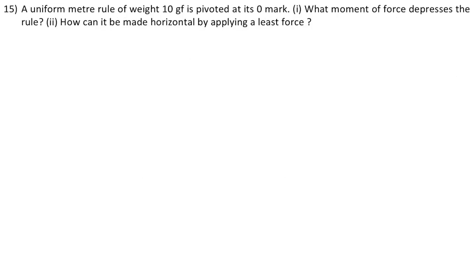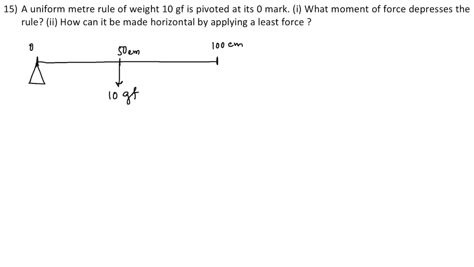15th numerical. A uniform meter rule of weight 10 GF is pivoted at its 0 meter mark. It's a uniform meter rule, so where must the weight of the meter rule be? Yes, you are right, the 50 centimeter mark. And that weight is given as 10 GF. The meter rule is pivoted at the 0 centimeter mark. What moment of force depresses the rule?